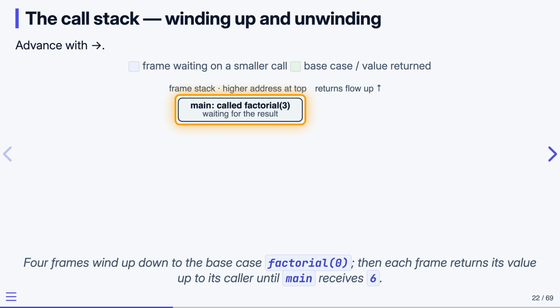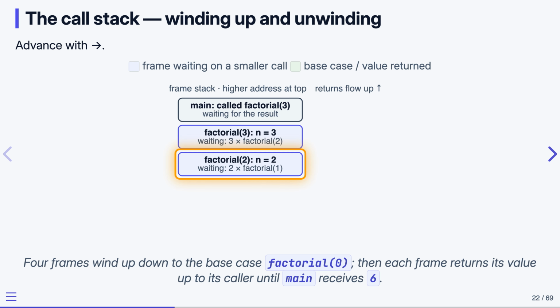Let's watch the call stack, one frame at a time. The program starts in main, which calls factorial of 3. Main sits at the top and waits for the result. Factorial of 3 gets its own frame, pushed below main at a lower address. It holds n is equal to 3, and it is waiting on 3 times factorial of 2.